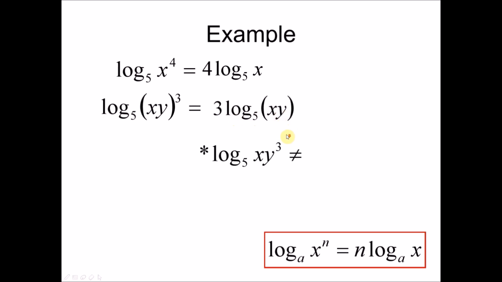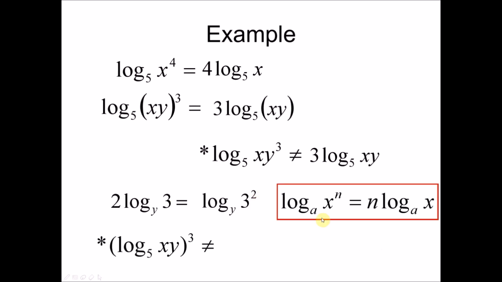There's one common mistake here. If you are given this, you cannot move the 3 to the front as what we've done here. So this is not equal to 3 log base 5 of xy, because the power of 3 only applies to y, where x is still power 1. But for this case, the power of 3 applies to both x and y, that's why we can move 3 to the front. And of course, if you are given 2 log base y of 3, which is this form here, we can change to this form. So you can bring the 2 to become the power of 3. So you can write this as log base y of 3 to the power of 2.